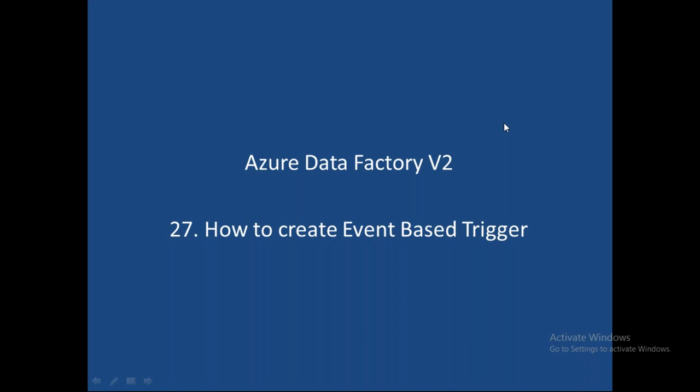I hope you understood the event based trigger. It works in two cases. One is when a file arrives into the storage. The second is when a file is deleted in the storage. These are the two events. Whenever these events occur in the storage, your pipeline will execute. In the pipeline, based on whatever activities we have used, your pipeline will process your files, or it will send the notification, based on the activities you are using.